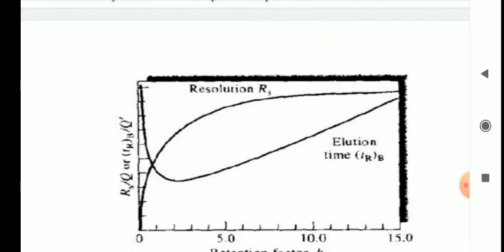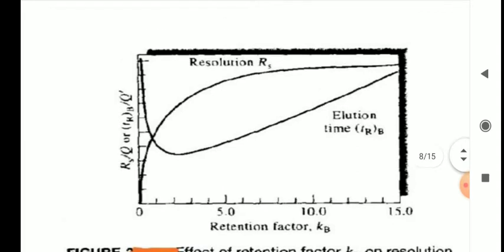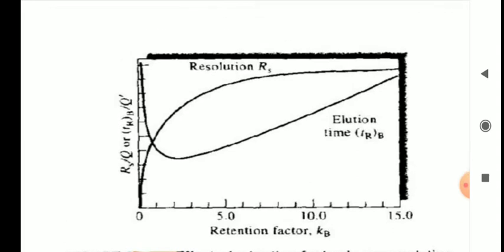So you can see that the resolution increases with k dash b, but beyond the value of 10 of retention factor, the resolution doesn't increase that much. So there is no point in having k dash b which is more than 10. And if you are having k dash b which is less than 2, then the resolution is also less. So the ideal k dash b should be between 2 and 10. More ideally it should be between 5 and 10, but between 2 and 10 also.